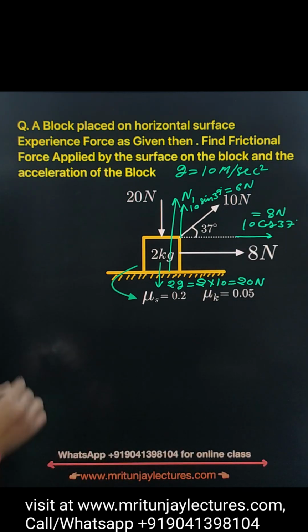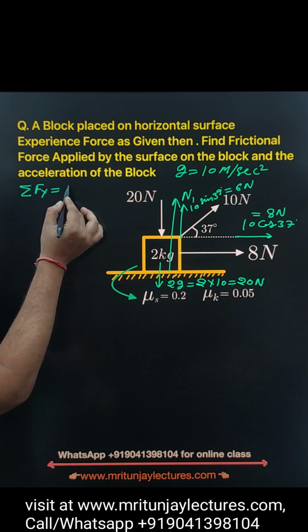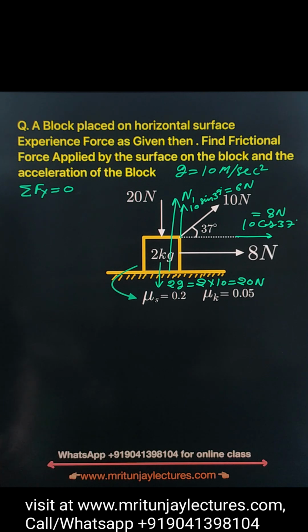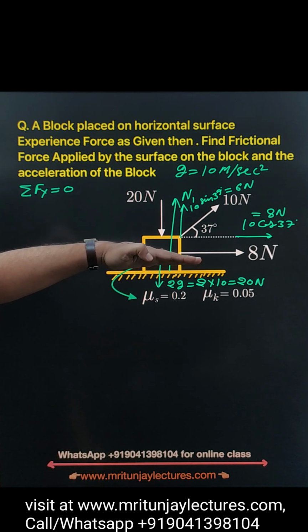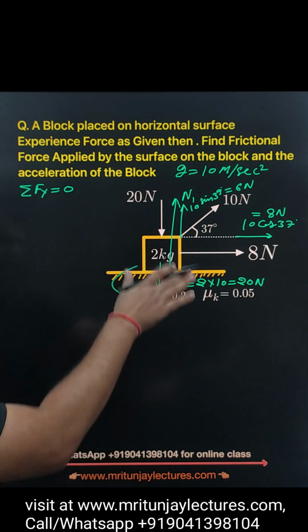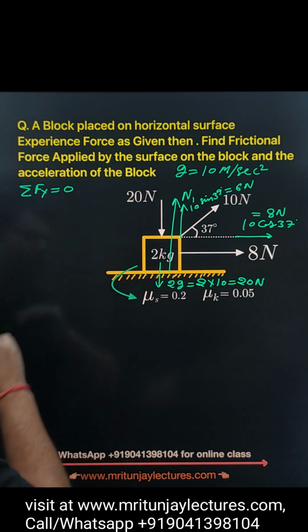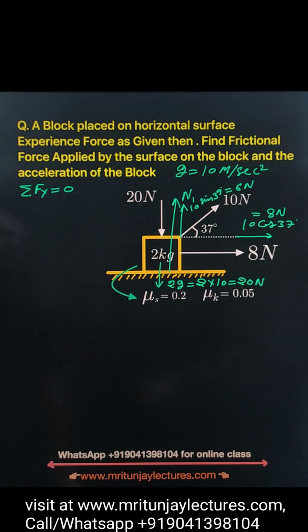Now after that, net force in y direction is 0, so you can write it like that. Why is net force in y direction 0? This block is put on a rough surface, that's why the block is not moving up and downwards. That's why you can say that net force on that block is 0 in y direction.